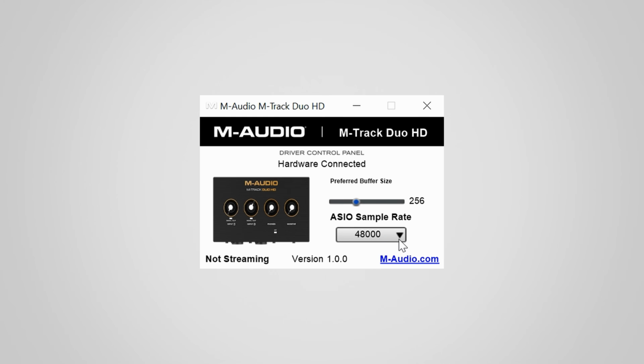Now, what exactly are the issues that I'm talking about? I noticed two major issues with the interface that in my opinion are complete deal breakers. First of all, one of the biggest features of the new HD series is that it now supports sample rates up to 192 kHz. With the non-HD version, you are limited to a maximum of 48 kHz, so you have higher sample rates available now with the HD version.